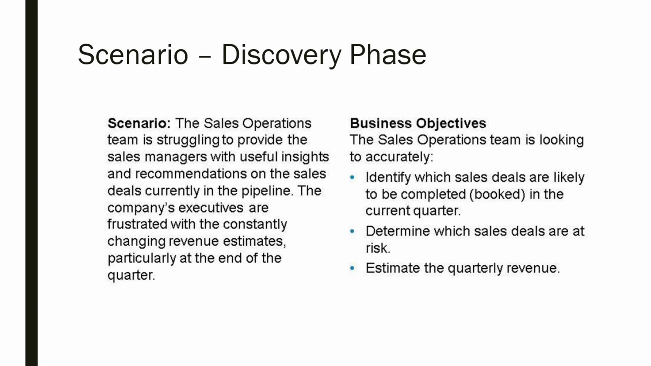So the business objectives are the sales operations team is looking to accurately identify which sales deals are likely to be completed or booked in the current quarter, determine which sales deals are at risk, and estimate a quarterly revenue. So that's what the business issue, the business problem, has identified as what they need to be solved.